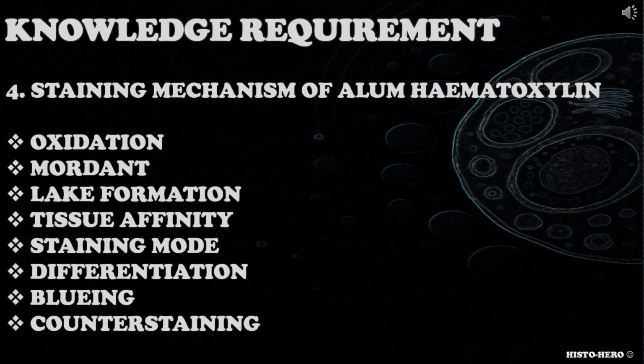When addressing this knowledge requirement, candidates should consider oxidation to form hematine, mordant to act as a bridge between the tissue and the dye, lake formation to form aluminum hematine complex, tissue affinity to anionic or basophilic structures like DNA or RNA, staining mode, regressive, bluing to neutralize excess acid and convert soluble red dye to insoluble blue complex, and counterstaining to provide contrast.